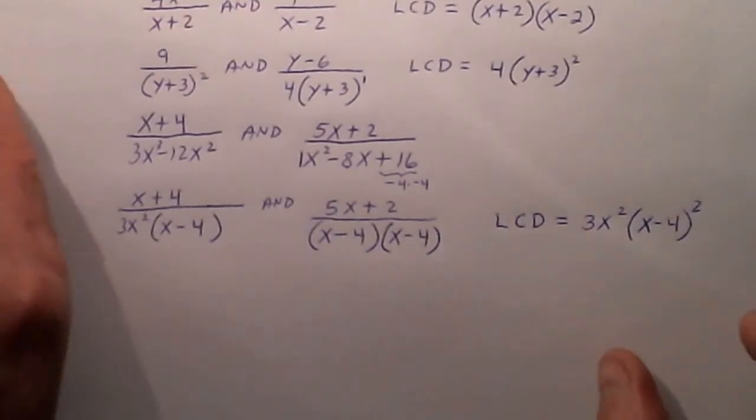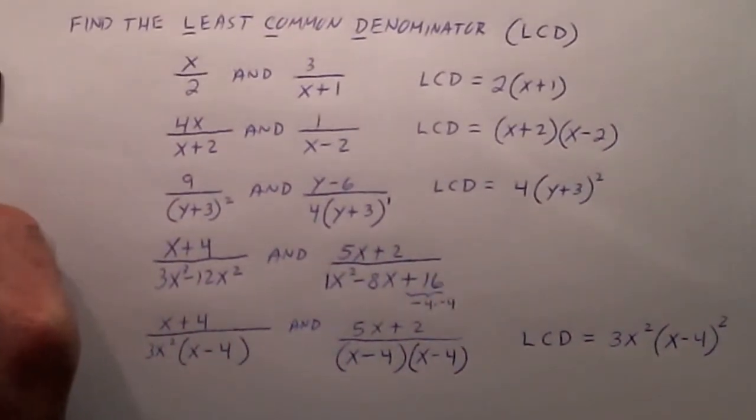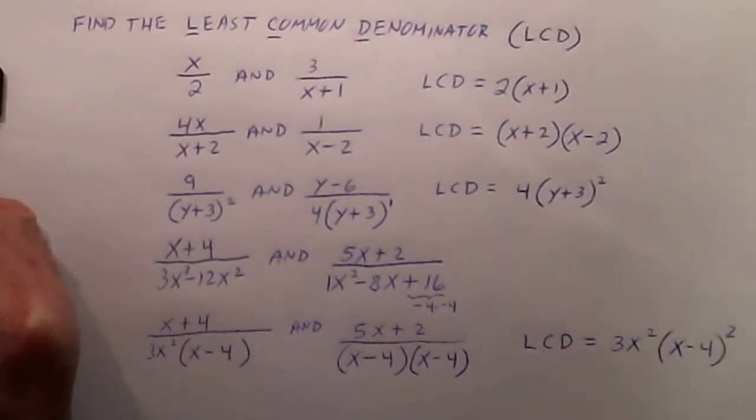All right, now that we've shown you how to find least common denominators of polynomials, or of rational expressions, we're now going to use this skill to begin to add and subtract rational expressions which do or do not have common denominators already.